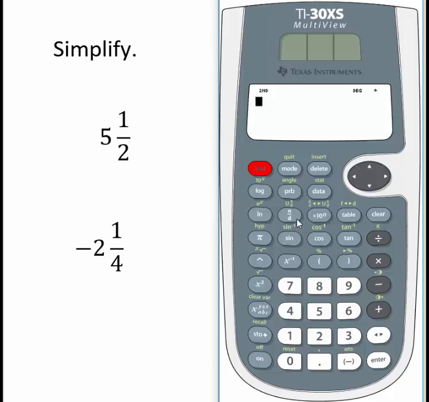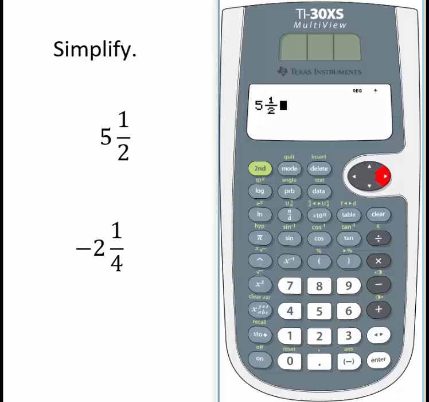Now select the fraction key n over d. The calculator will prompt you to enter all three parts of the mixed number. Enter 5 as the whole number. Use the right arrow on the directional pad to move the cursor to the numerator of the fraction. Now enter 1. Use the down arrow on the directional pad to move the cursor to the denominator. Enter 2. Use the right arrow key to move the cursor to the right side of the mixed number.